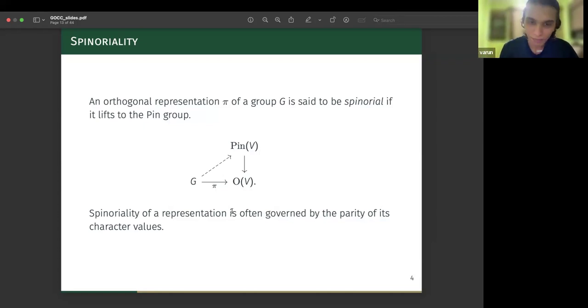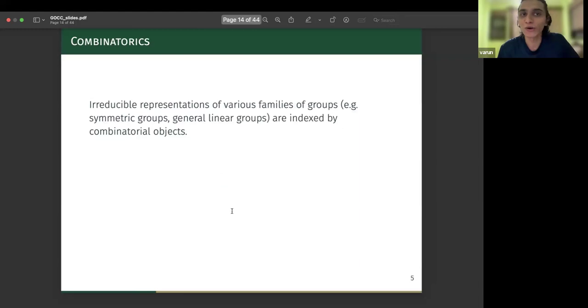And this comes from the fact that spinoriality is related to certain classes in the mod 2 group cohomology of the group vanishing, and that's why parity and spinoriality are related. But again, this talk is about combinatorics, so this was just a single slide. I'll move on to combinatorics.